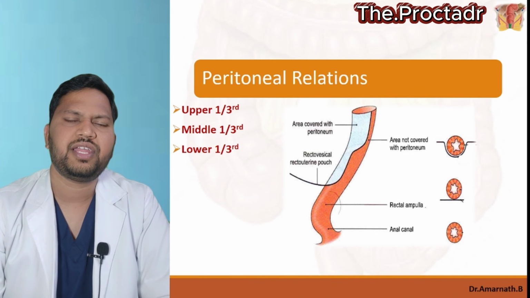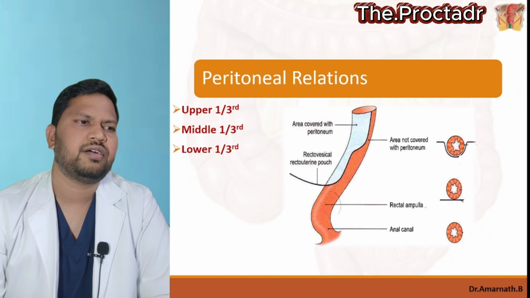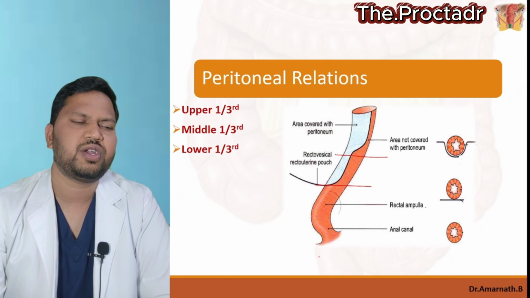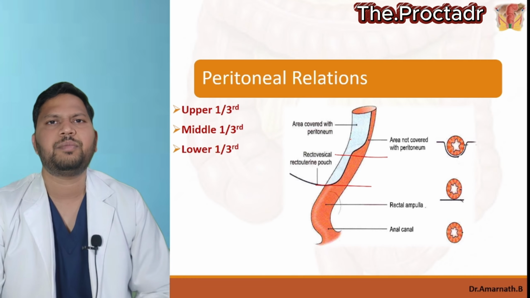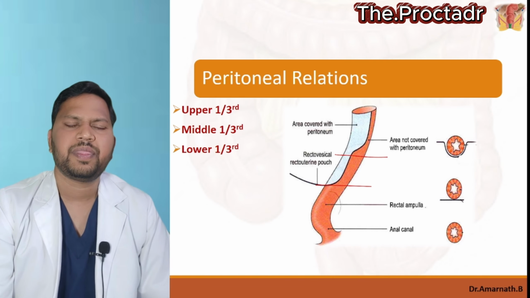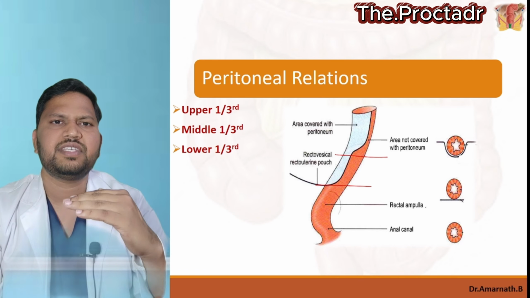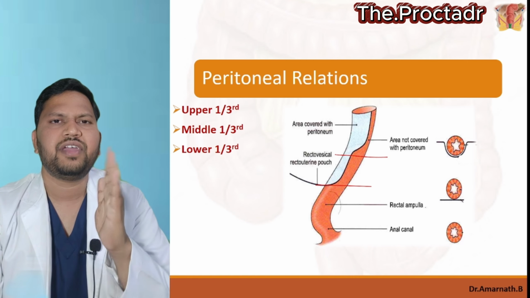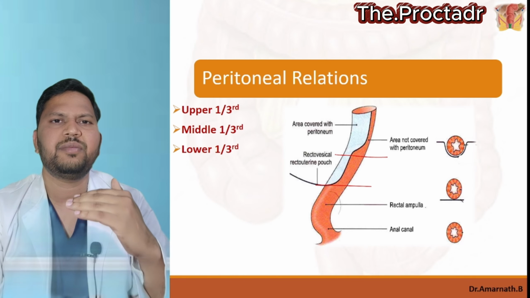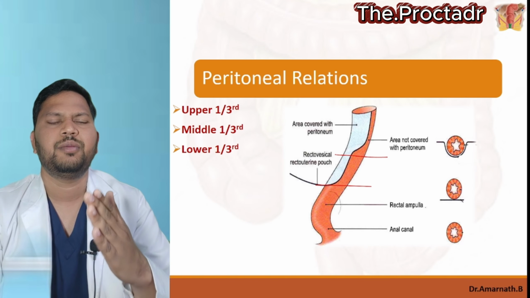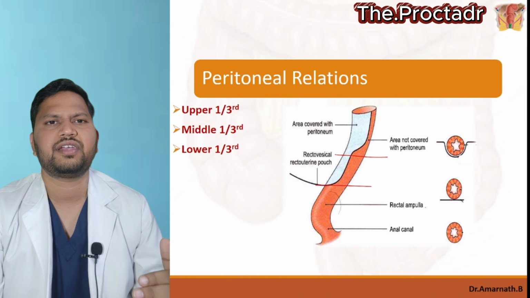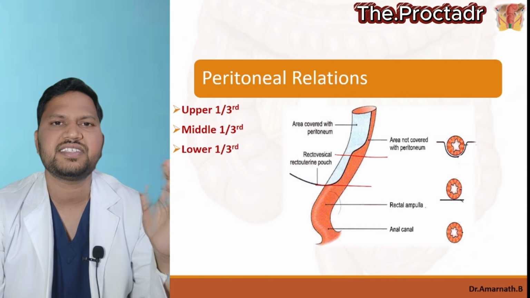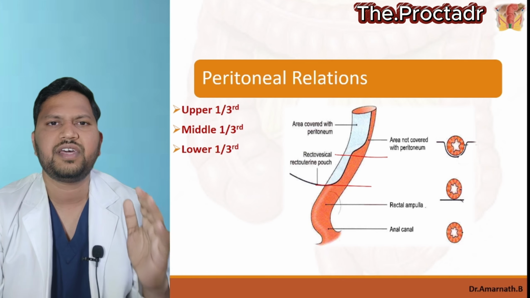When we see the peritoneal relations of the rectum, we divide the rectum into three parts: upper one third, middle one third and lower one third. The upper one third of the rectum is covered by peritoneum anteriorly and laterally. But in the middle part, it is covered by the peritoneum only on the anterior part. Whereas the lower one third of the rectum does not have any covering of the peritoneum, so it is called the extraperitoneal part of the rectum.